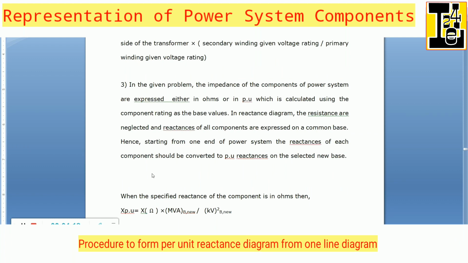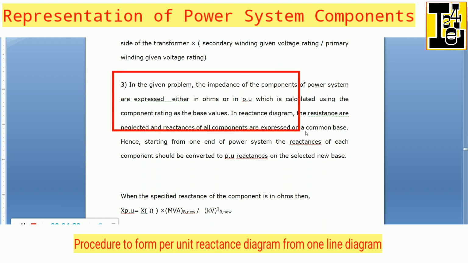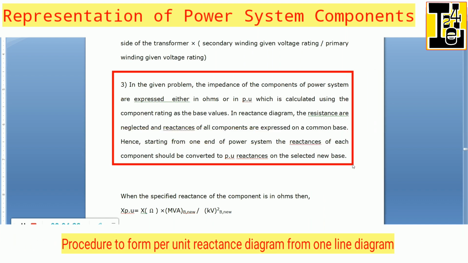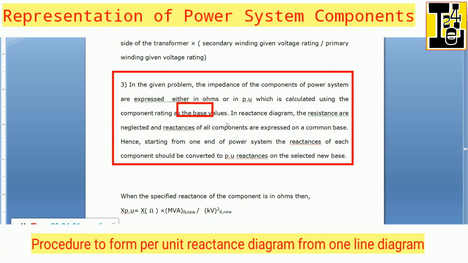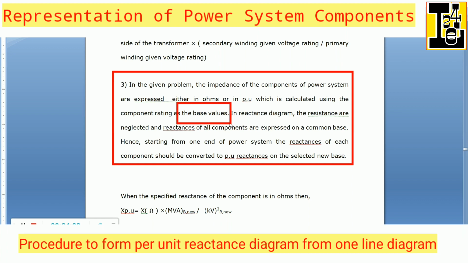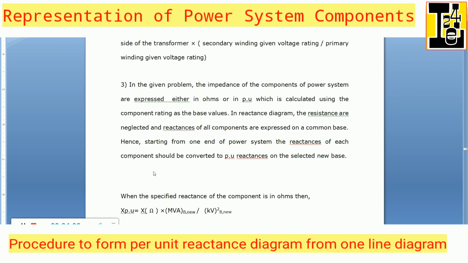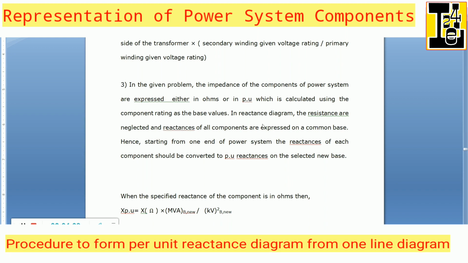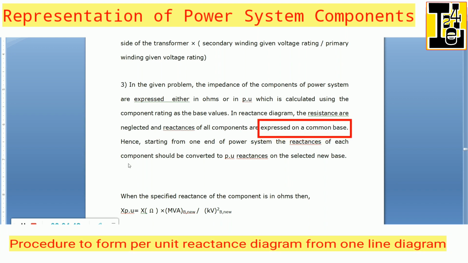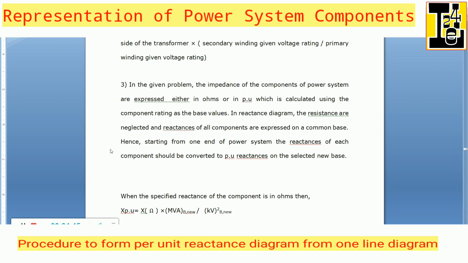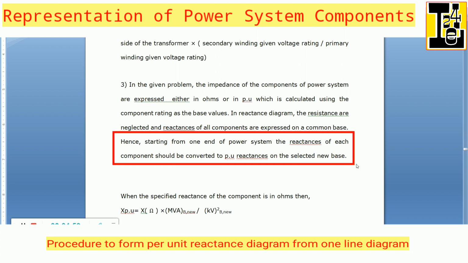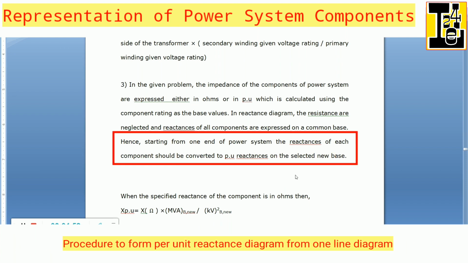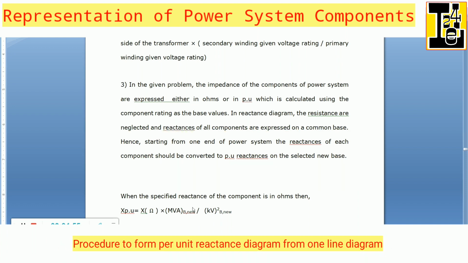So in the given problem, the impedances of the components of the power system are expressed either in ohms or in per unit, which is calculated using the component rating as the base values. In reactance diagrams, the resistances are neglected and reactances of all the components are expressed on a common base. Hence, starting from one end of the power system, the reactances of each component should be converted to per unit reactances on the selected new base.